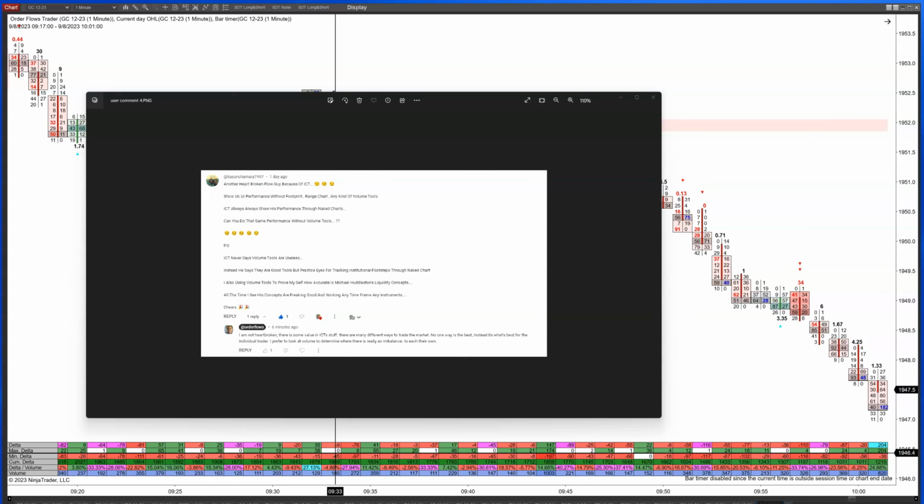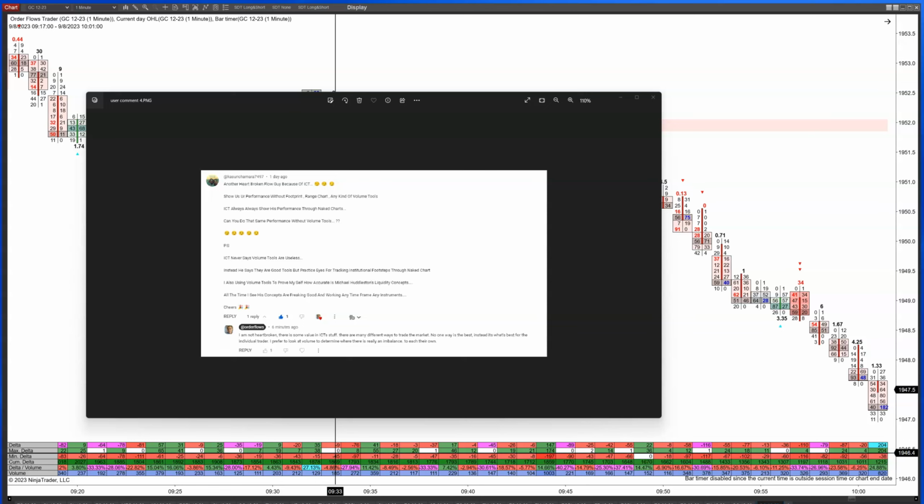Like I replied to Kasun, I said I'm not heartbroken. There is some value in ICT stuff, right? There are many different ways to trade the markets. No one way is the best. Instead, what's best is what works for the individual trader. I prefer to look at volume to determine where there's really an imbalance. To each their own. And to Kasun's credit, he did come back and explain further, saying no disrespect. He does find a lot of value in what I teach, and he gets it.